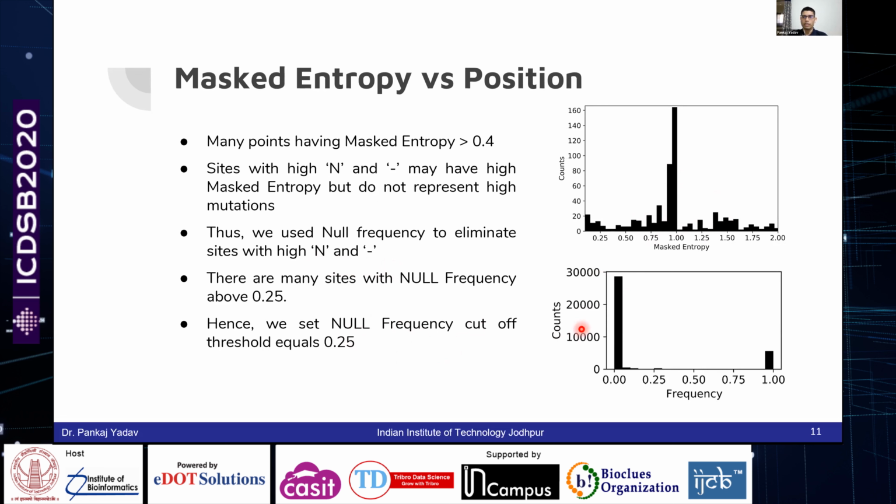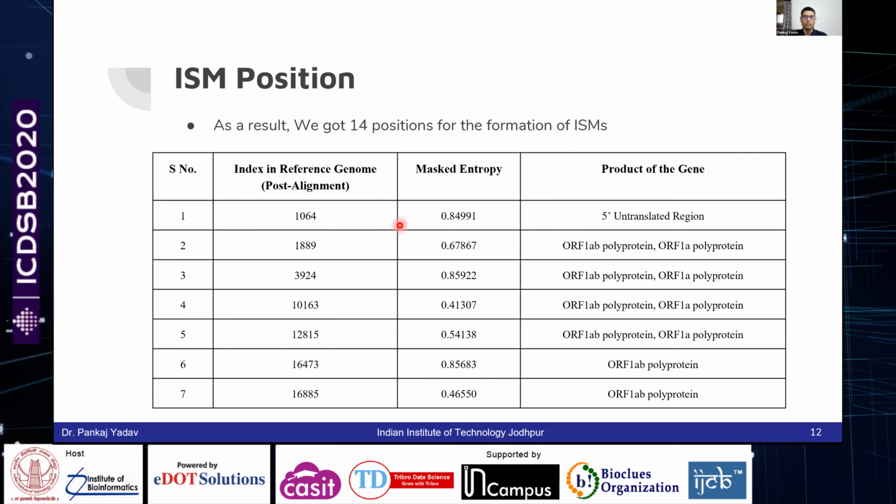After applying the exclusion criteria, we are left with this. These are the ISM positions that we got after adopting those filtering criteria. We got around 14 positions for the formation of ISMs. These are the positions, these are the masked entropy values corresponding to those positions, and this is the location or functional region that maps to these positions.